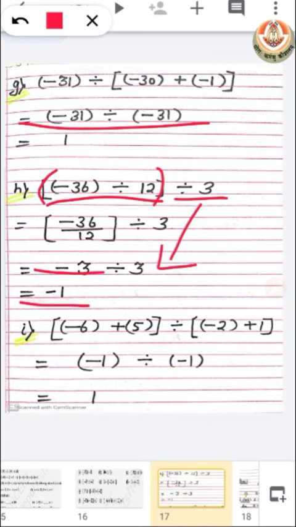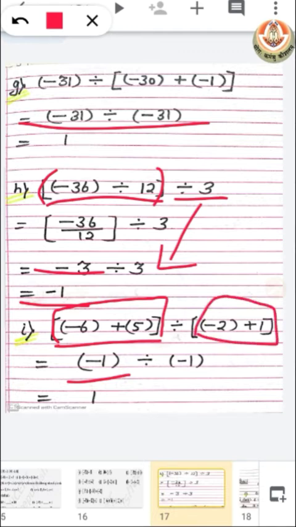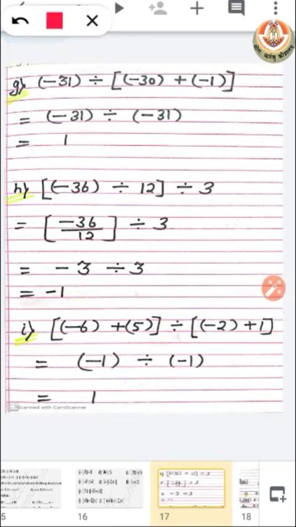In the I part, minus 6 plus 5, their result will be divided by minus 2 plus 1. So we have to solve the bracket first. So the solution of this bracket is minus 1, and for this we have minus 1. Now two negative integers are dividing. We get a positive answer, and the division of 1 and 1 will be 1. So the answer is 1.